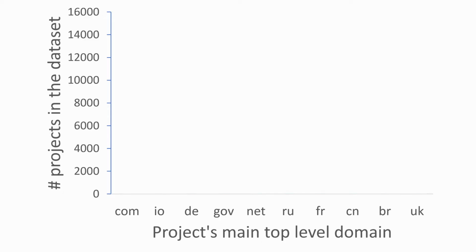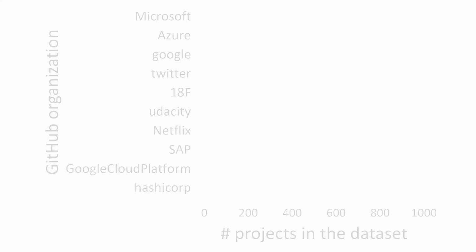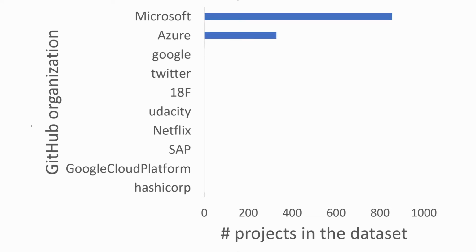Similarly, regarding the distribution of work, 47% of the commits are made by the enterprise's authors and 41% of the commits are made by the corresponding committers. The most popular top-level domains are .com, .io, and .de for Germany. Similarly, those associated with the highest number of GitHub projects are Microsoft, Azure, Google, Twitter, 18F, Udacity, SAP, and Netflix.